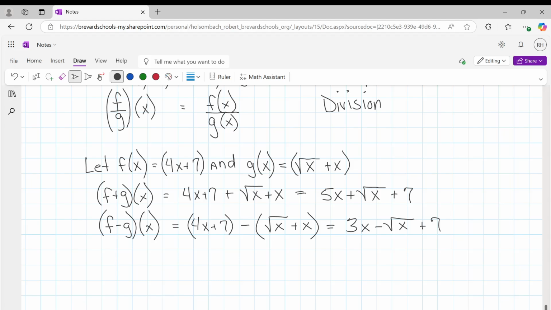Everybody okay with adding and subtracting functions? All right.